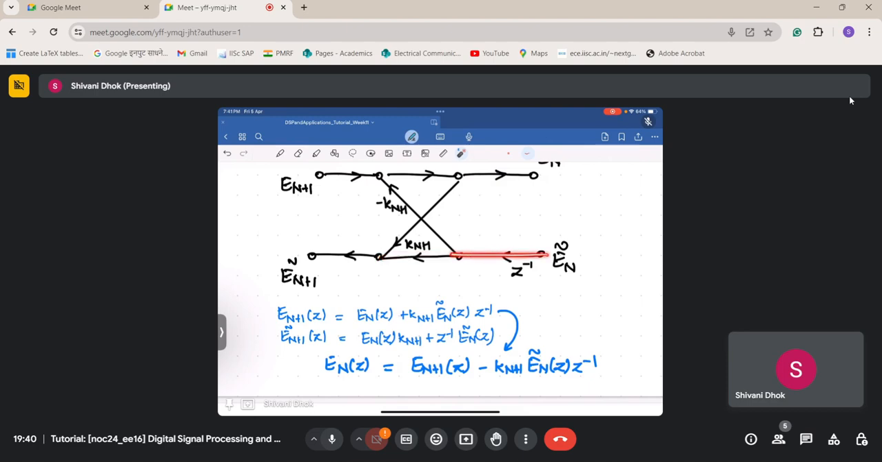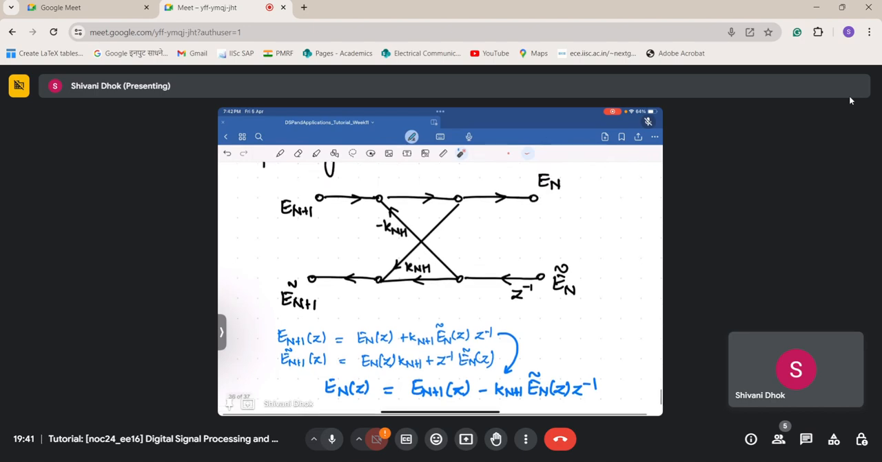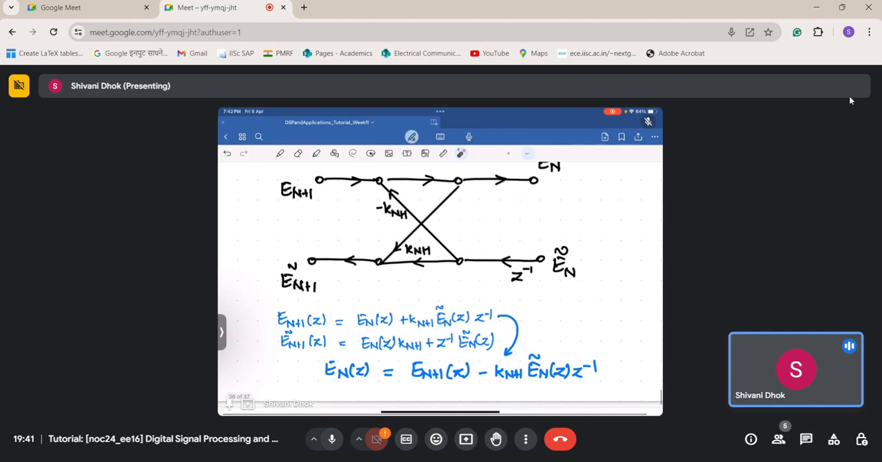This thing gets multiplied. I am here right now, e_n tilde z inverse, which gets multiplied by minus k_{n+1}. And this gets here. So this point is e_n, this point is also e_n. So e_n tilde z inverse and this thing, and then plus e_{n+1}. Okay, so this is what we are realizing for IIR systems.